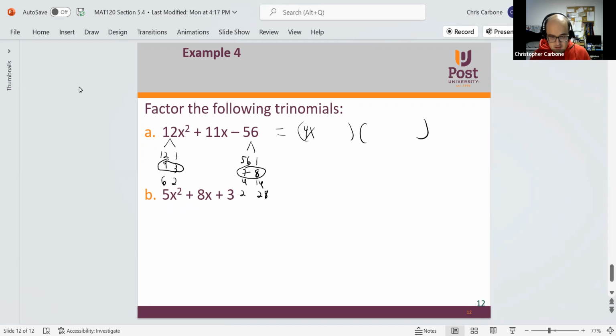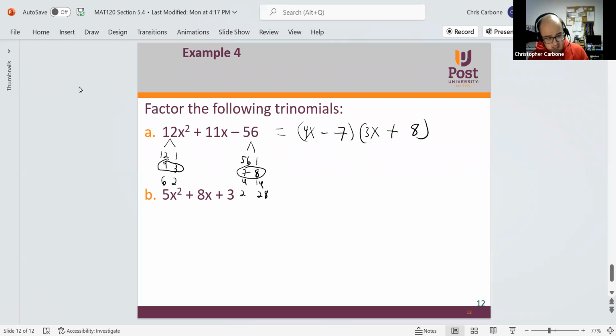So let's start plugging in. Let's put the 4x here, 3x here. In order to get the 11, we want to multiply 8 and 4, and 7 and 3. So 8 will go here, 7 here. The last term is negative. The middle term is positive, which means we want the 8 to be positive, since we'll multiply by 4 to get 32, the biggest. And 7 and 3 multiply to make 21. So we want that one to be negative. 4x minus 7 times 3x plus 8.